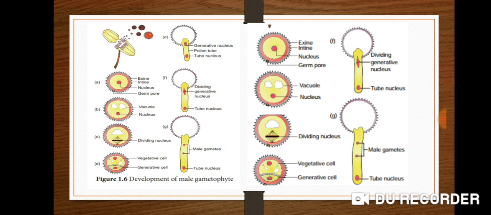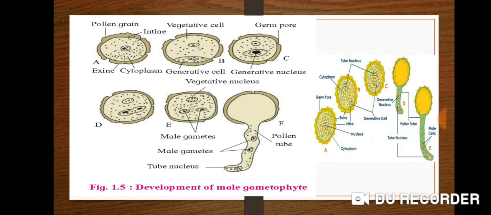The male gametes are formed by the division of generative cell. They are haploid. The male gametes are bound by plasma membrane. Each male gamete contains a distinct nucleus with a prominent nucleolus and cytoplasm with the usual organelles. Thus, the male gametophyte produces two male gametes or sperms for fertilization in the embryo sac. One of the sperms fuses with the egg, that is syngamy, to form the zygote, and the other sperm fuses with the secondary nucleus to form the endosperm mother cell.